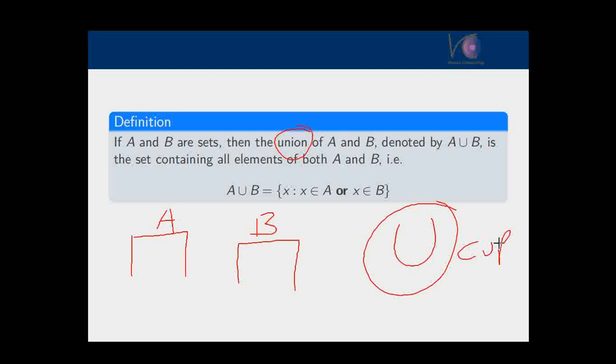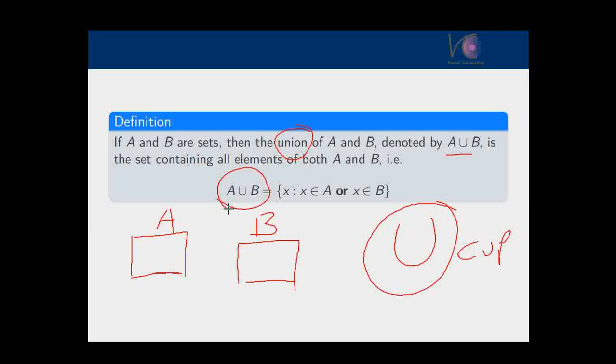So the union, denoted by A union B, is the set containing all the elements of both A and B. Remember, from the beginning we started with the set A and the set B. Now, when you perform the union operation, you are going to have a third set. This third set is what is denoted by A union B, and it contains the elements that are in set A and set B.